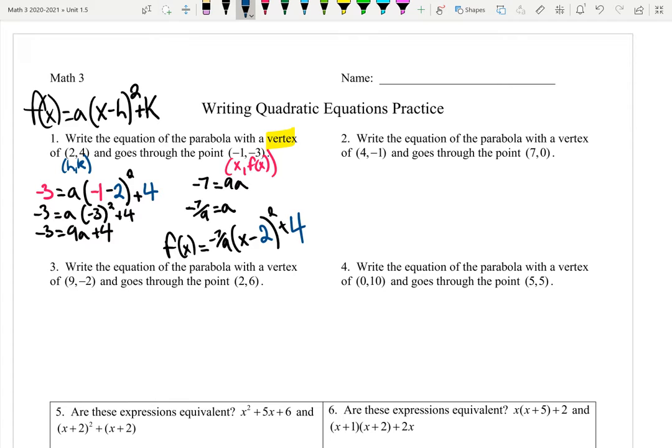Okay, number 2, number 3, number 4 are all practice of the same ability. Can you find your a value? And after your a value, plug it back in with your vertex. Let's keep doing a couple more practice.